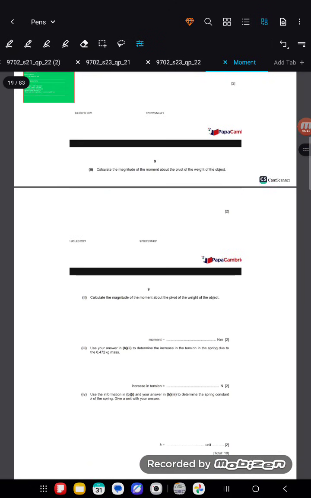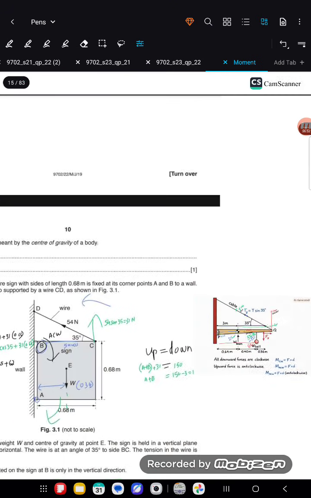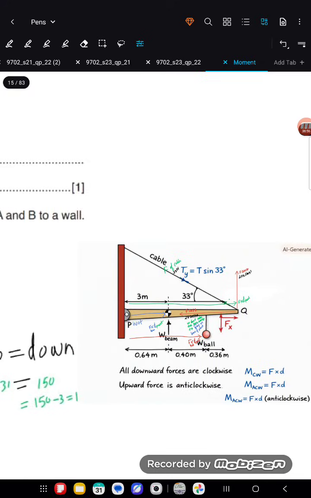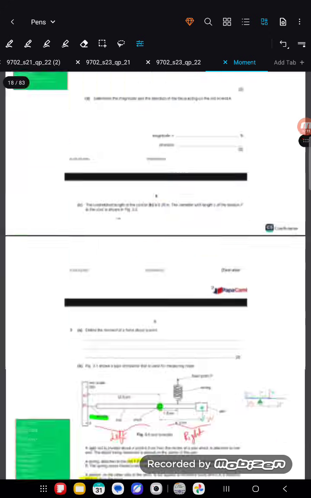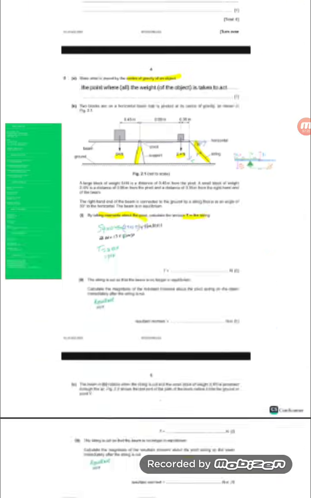And one more question, this one, just go through this one. If they have given an angle, you have to split the force. And again here also you have to find the pivot. Once you find the pivot, all the right side downward forces will be clockwise, and all the right side upward forces will be anti-clockwise. That's it.